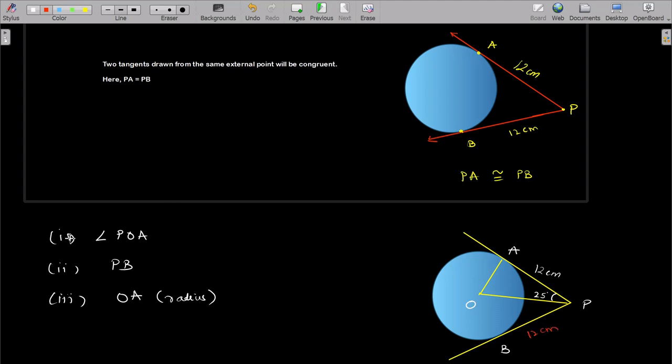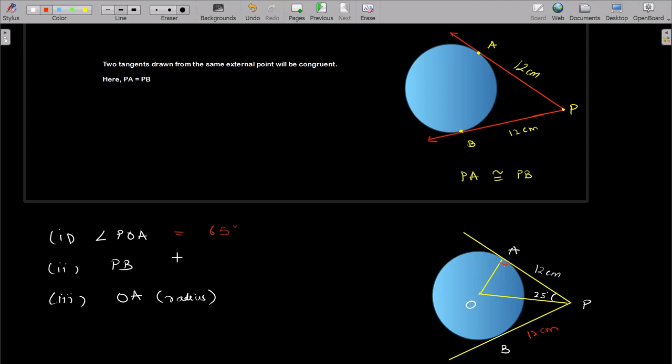Now let's try to do the first part. Would that angle be 65 degrees? Perfect. That's going to be 65 degrees. And how did you get it? Well, because it's like a tangent intersecting with a radius, and that lets me know that the other angle will be a 90 degrees angle. And so from that, I can figure out the missing angle.